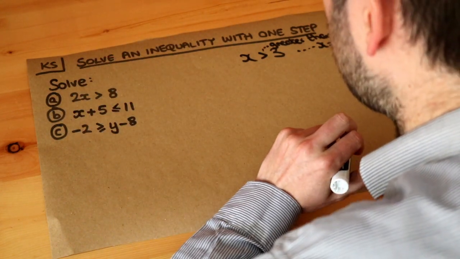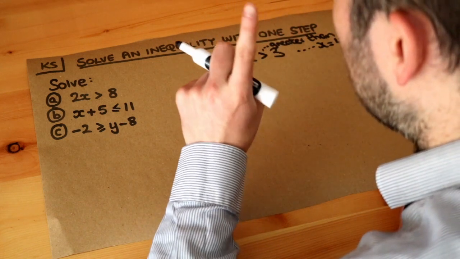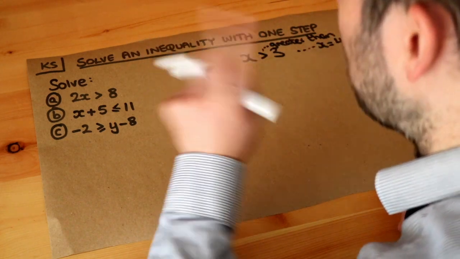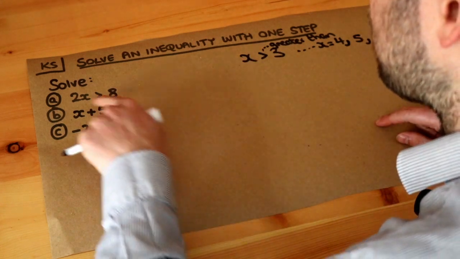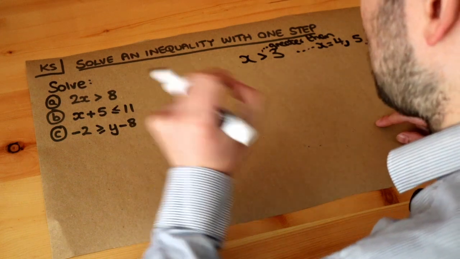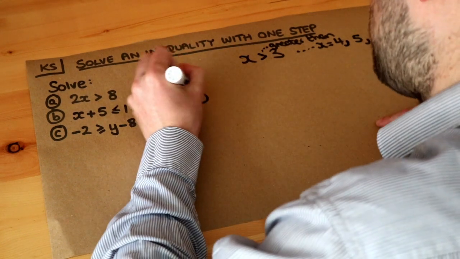Now there is one exception when it comes to timesing or dividing by negative numbers, but we're not going to cover that in this video. So for the moment, you can just think of solving inequalities like this as exactly the same as solving equations.